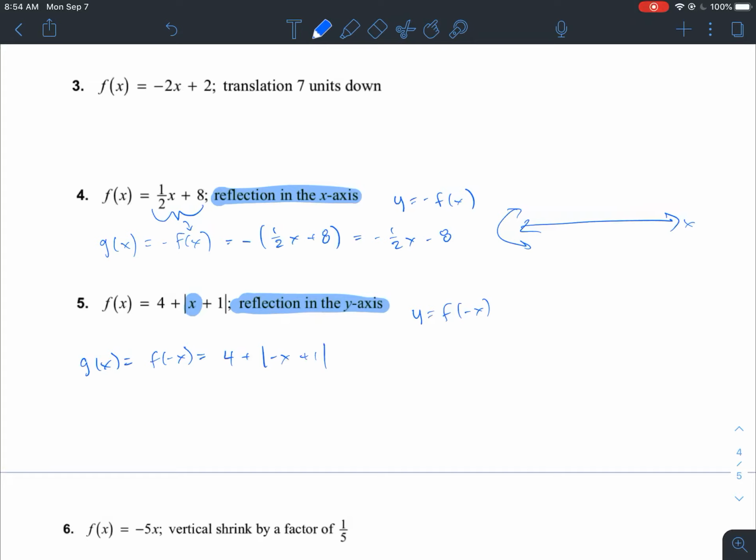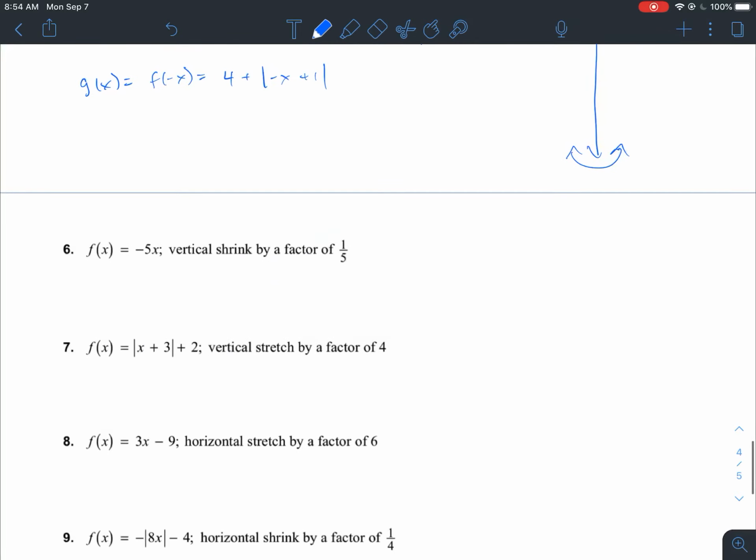So what this did was flip our function. This is the y-axis. So we flipped our function across this. We mirrored it across the y-axis there.